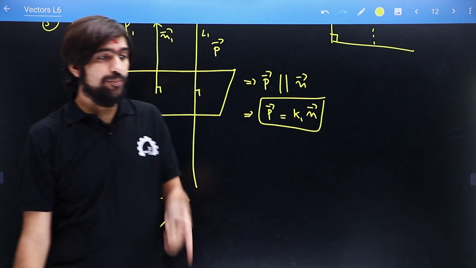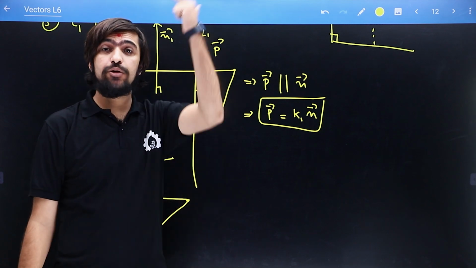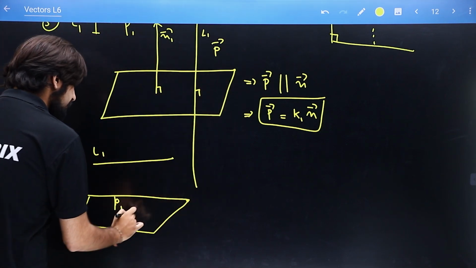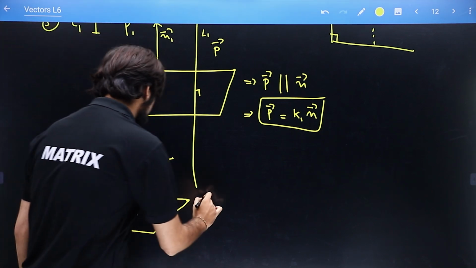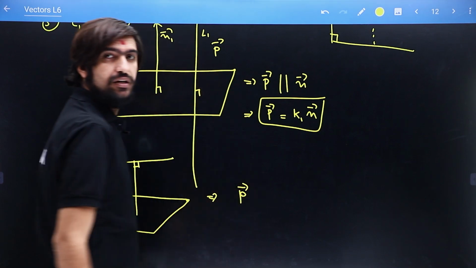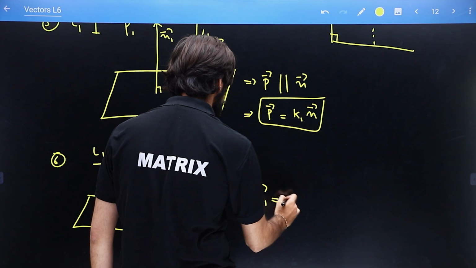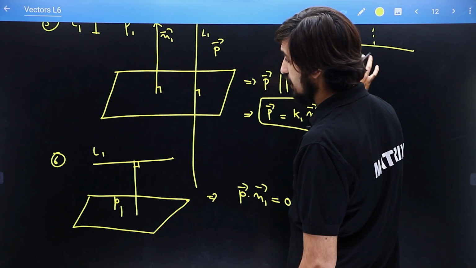Now, any perpendicular to the floor will be perpendicular to the roof and perpendicular to that line. So this is your L1, this is your P1. If I draw a normal, it will be perpendicular to the L1. So what you can write is P dot N1 equal to 0, where P represents the direction of L1. Okay. Then again, these are 6 conditions.